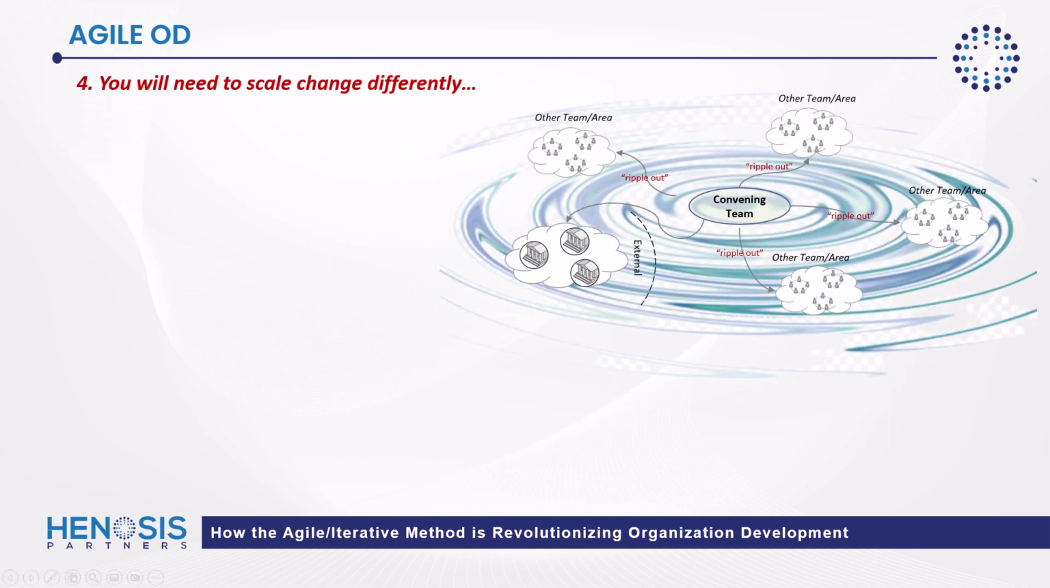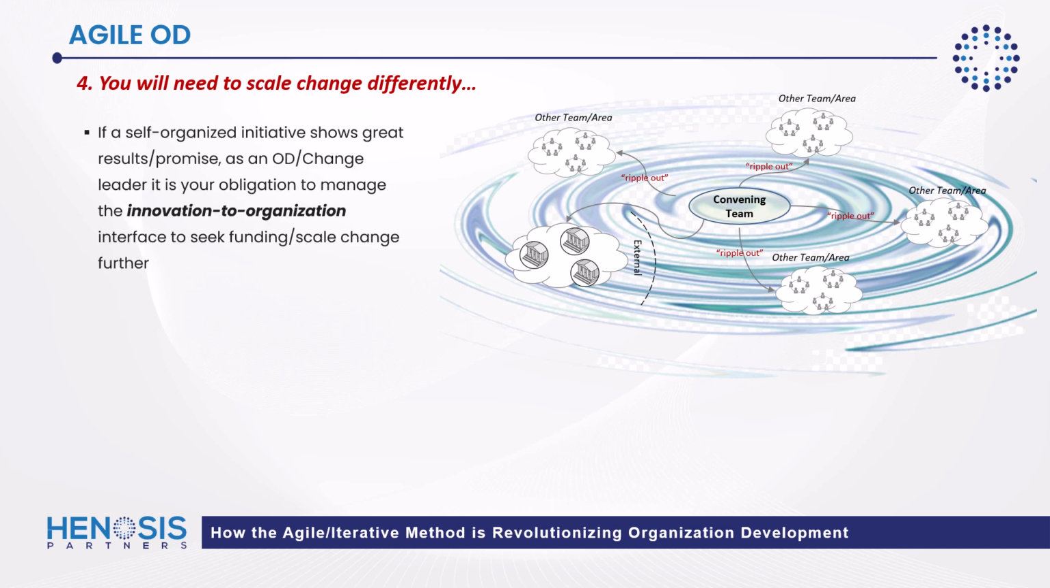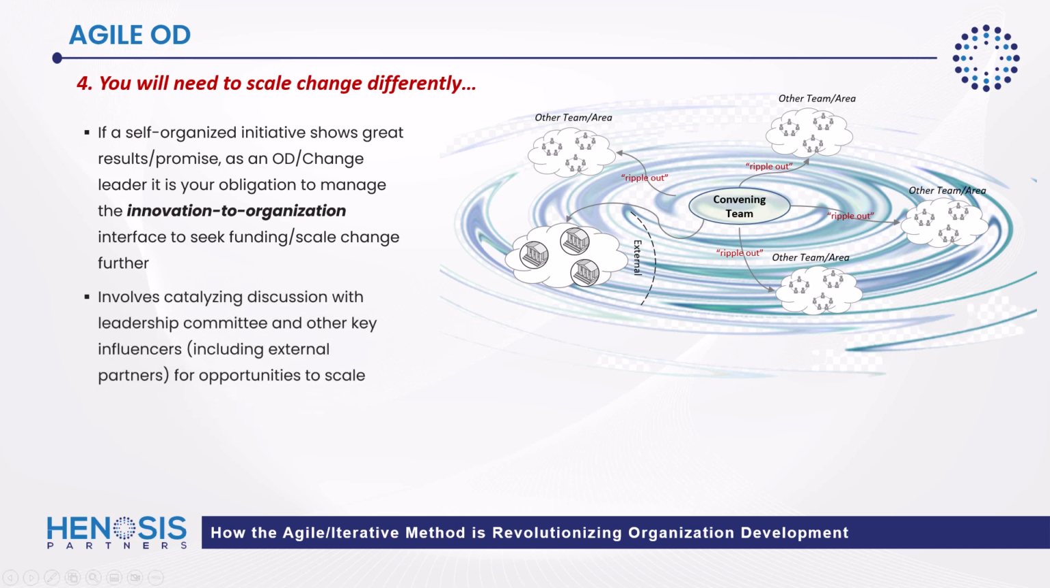And finally, to properly manage or govern the use of Agile OD, you'll need to scale change differently. If a self-organized initiative shows great results or promise, as an OD change leader, it is your obligation to manage the innovation to organization interface, to seek funding, and to scale the change further. Doing this involves catalyzing discussion with the leadership committee and other key influencers for opportunities to scale.